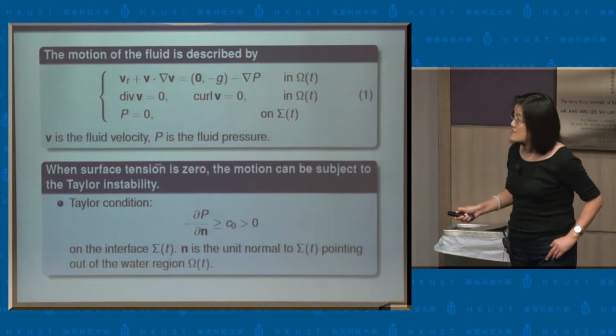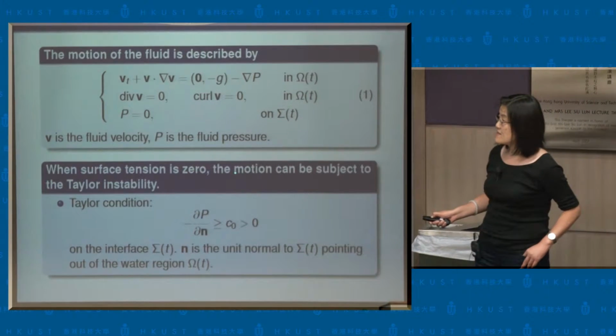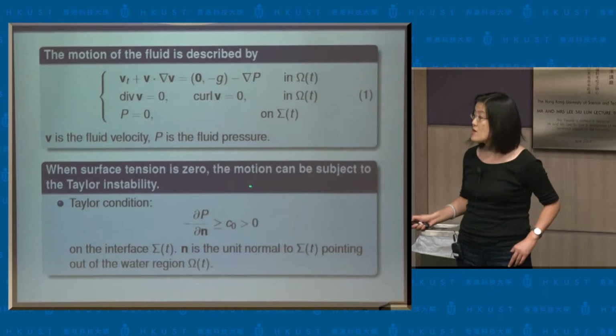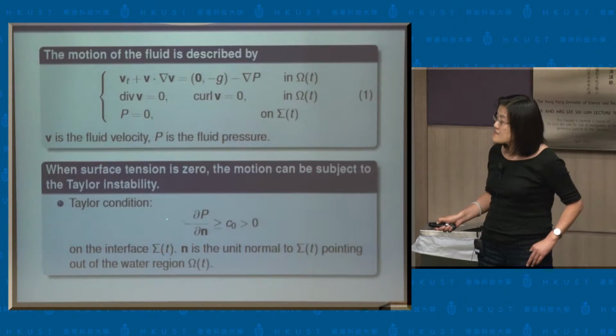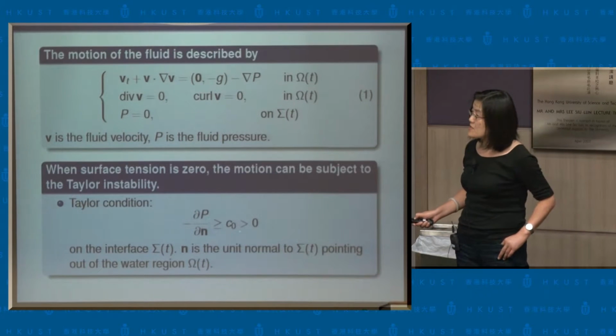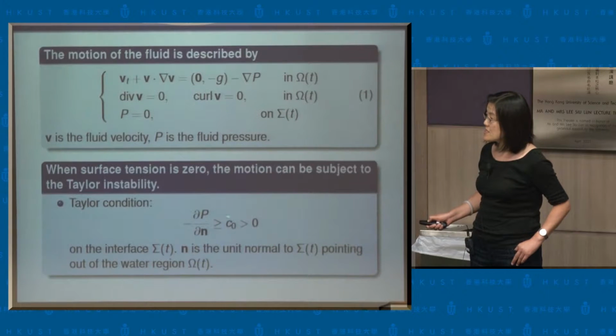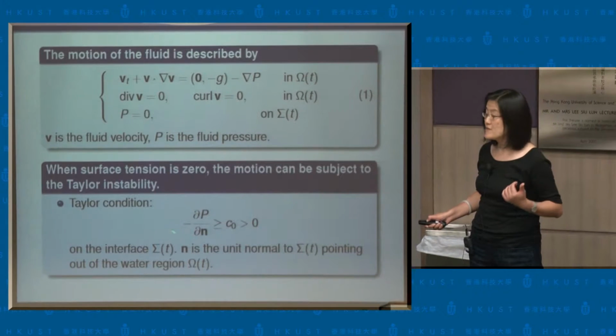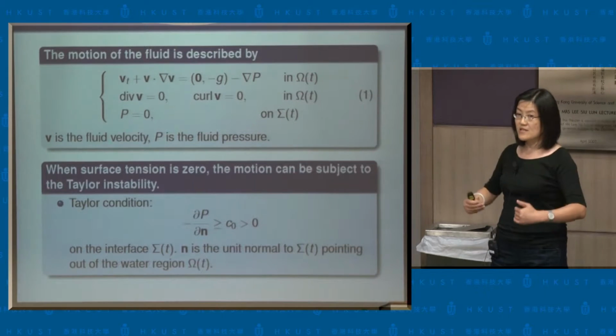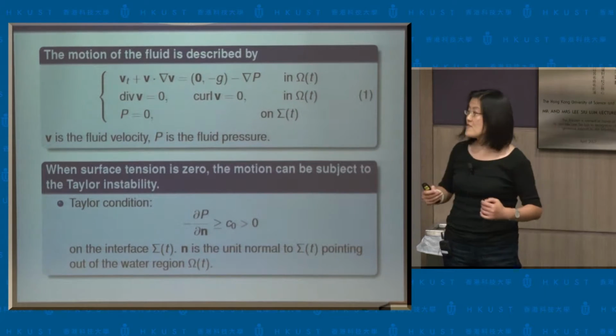It is well known that when the surface tension is 0, the motion can be subject to the so-called Taylor instability. This Taylor instability is governed by the so-called Taylor sign condition. Basically, it says that the motion is stable if this sign is positive. So what does that mean? This n is the normal pointing outward of the fluid. So this means the pressure has to be increasing inward, in the direction of the fluid.